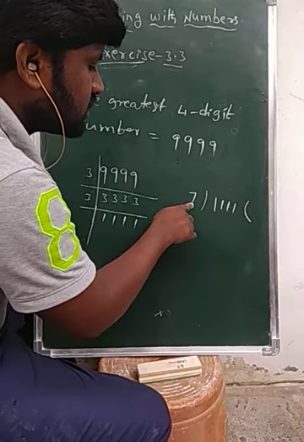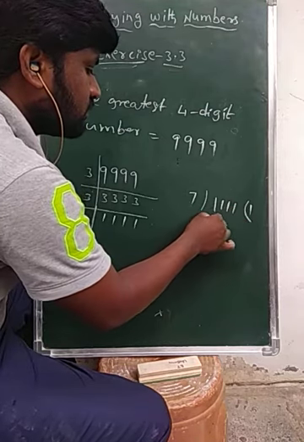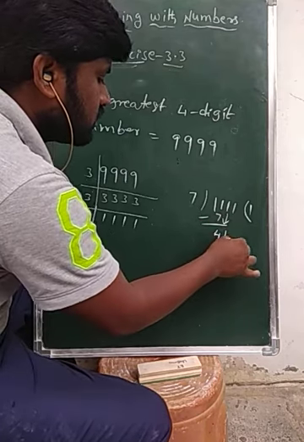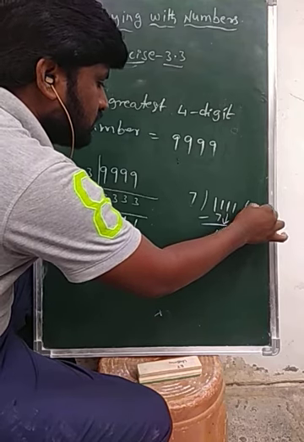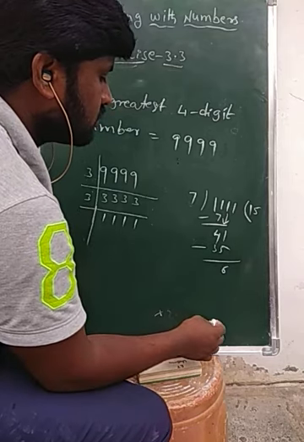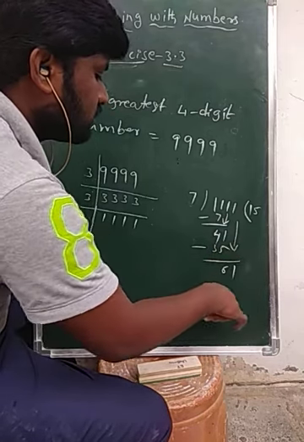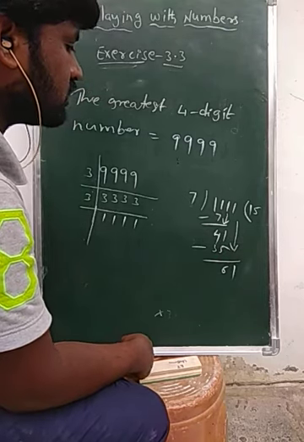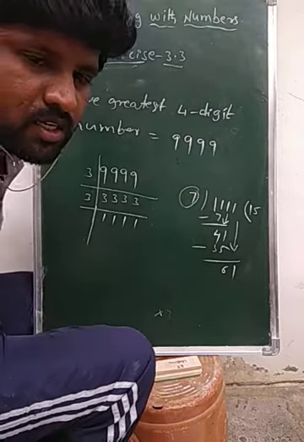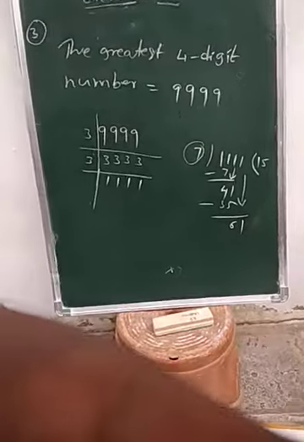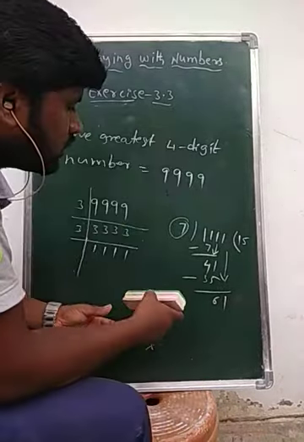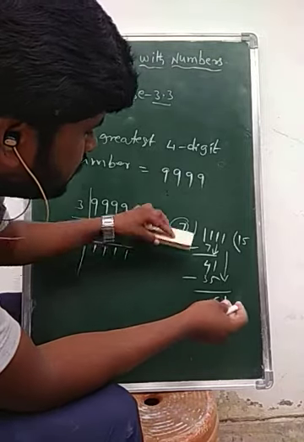I'm taking 7. 7 is a prime number. 7 1s are 7. 11 minus 7 is 4. Carry down 1. 7 6s are 42. 7 5s are 35. Minus, we get 6 and 1. 61, so 61 also is not divisible. So by checking the numbers, this is how we should check prime numbers. So by checking, 7 also is not possible.